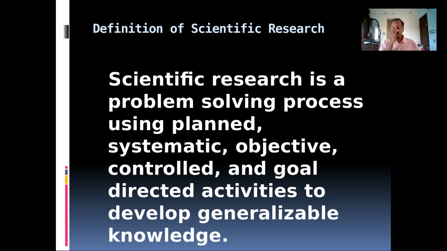Our epidemic, the new pandemic, is again a natural phenomenon, and how we can develop a vaccine. So that is problem solving, and the generalizable knowledge about the natural phenomena. So I'll repeat the definition of scientific research once more. Scientific research is a problem solving process using planned, systematic, objective, controlled and goal directed activities to develop generalizable knowledge about natural phenomena.